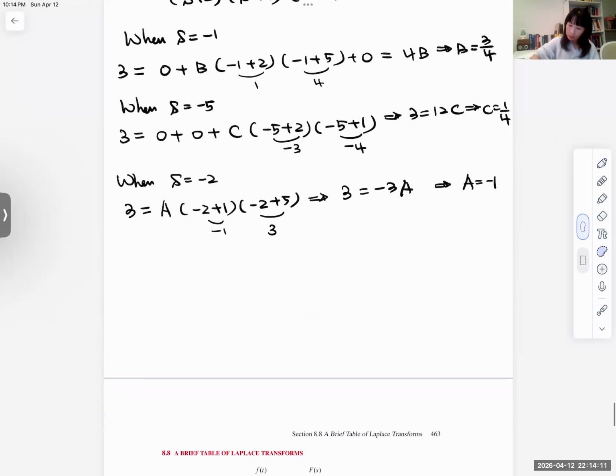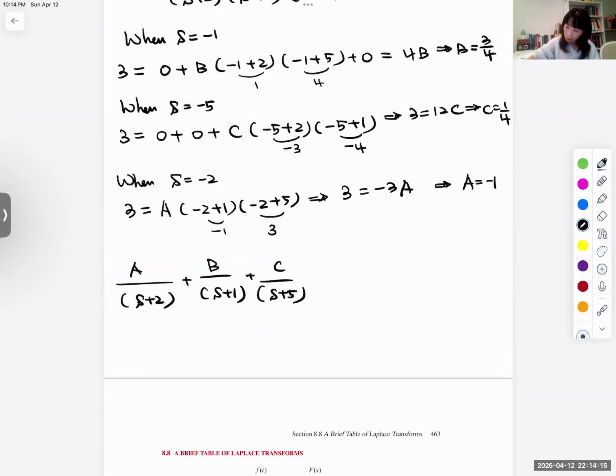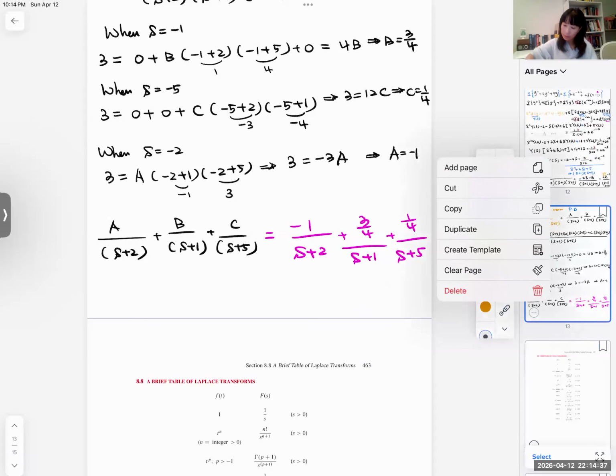So that will be -1 over s plus 2, B is positive 3/4 over s plus 1, C is positive 1/4 over s plus 5. Yeah. Okay, second term, then we're done.